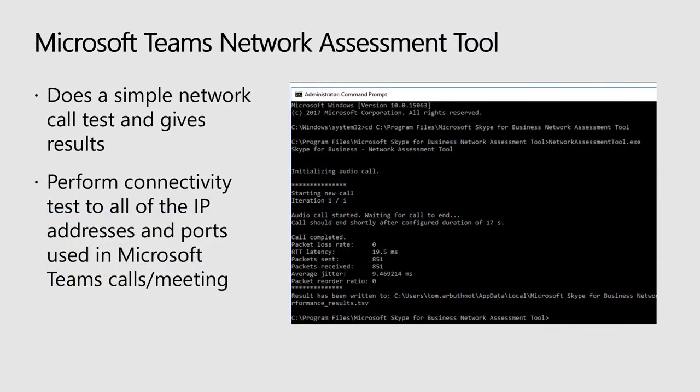Network assessment tool. So this is a really, really useful one. Free EXE from Microsoft. It does a very basic test. It does a media test to the nearest Azure relay and back. Gives you packet loss, jitter, round trip time. But you can potentially script that to do it more often if you want to.